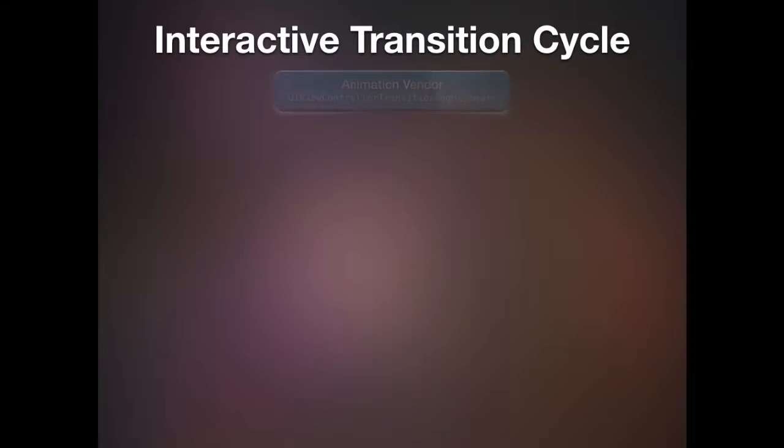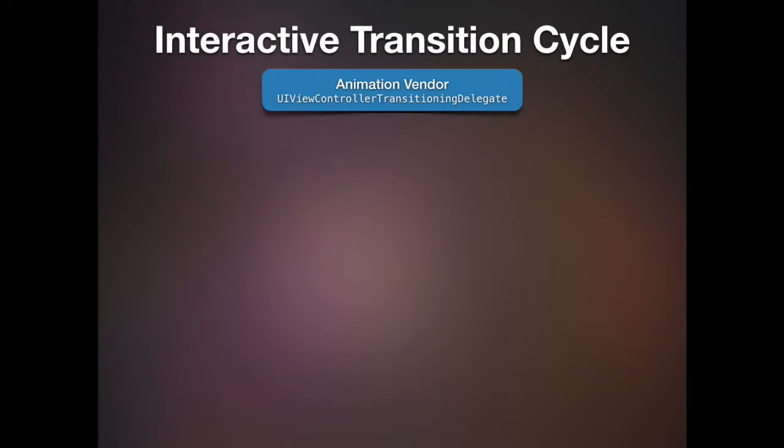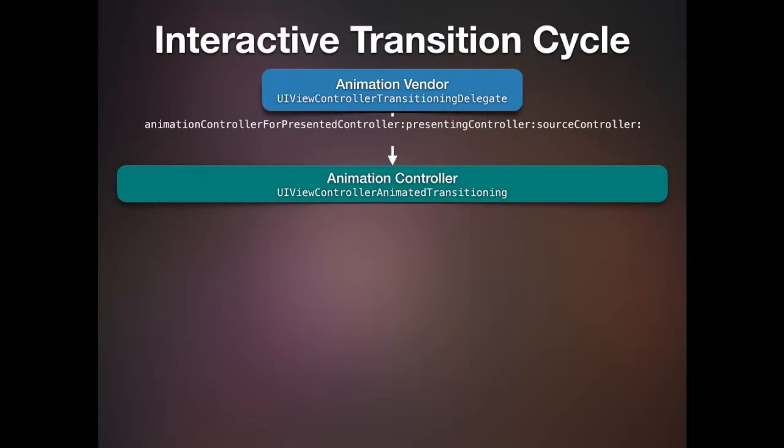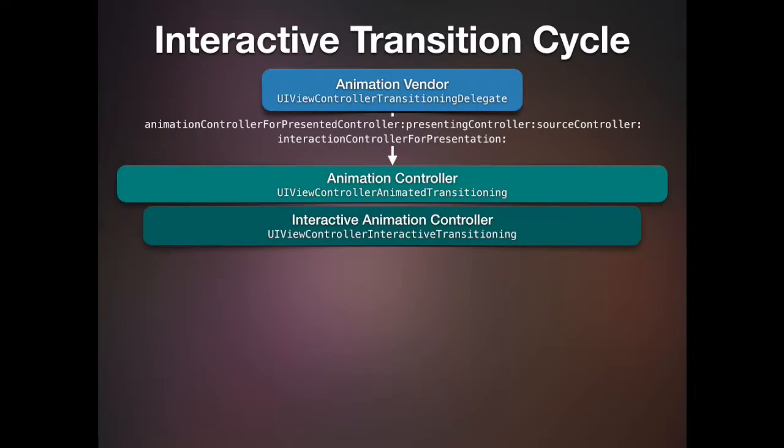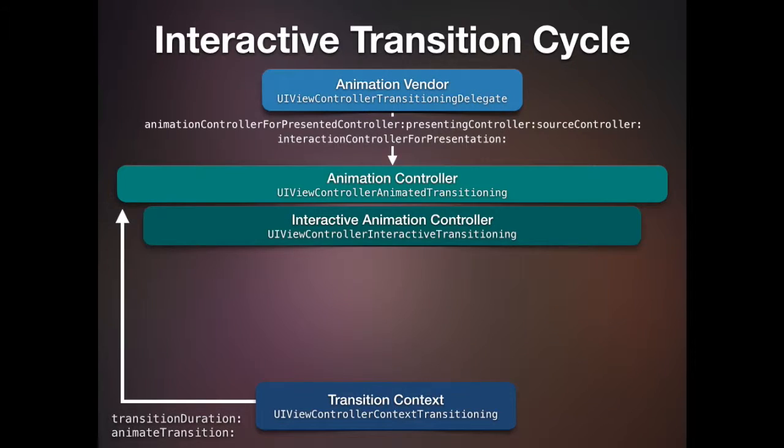Looking at the chart on how things now work in terms of who communicates with whom, we're going to have our animation vendor. It's going to have the same animation controller for presented view controller. We return whichever animation controller we want to use for that. And then the system's going to call another method, interaction controller for presentation. We're going to return the same object here, which also implements the UIViewControllerInteractiveTransitioning protocol. Once the animation gets started, the transitioning context is going to ask for your transition duration, then tell us to animate the transition, passing the context as a parameter. And then on the interactive controller, it'll also call start interactive transition. So what we're going to be doing here is basically capturing where the finger is at that point to give us a start value on where our transition currently is.